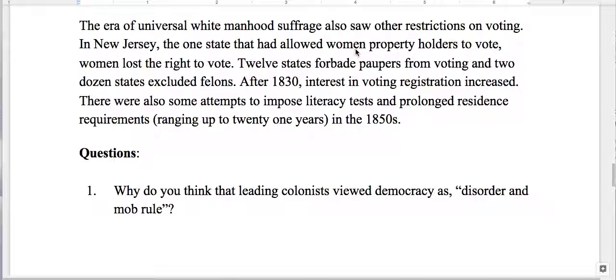At one time, women were able to vote, but that was removed from them, and that was in New Jersey. And then at one point, there were several states that didn't allow poor people or criminals to vote. And then in the 1830s, we see that registration increased, and we also see that literacy tests and prolonged residence, meaning living in a state for a long time, were also restrictions placed on voting.